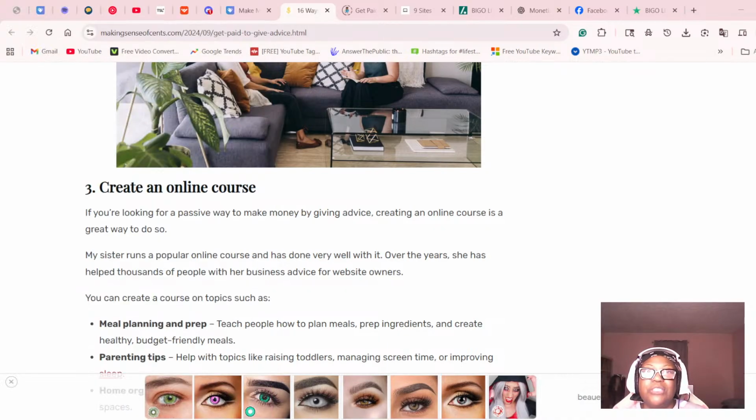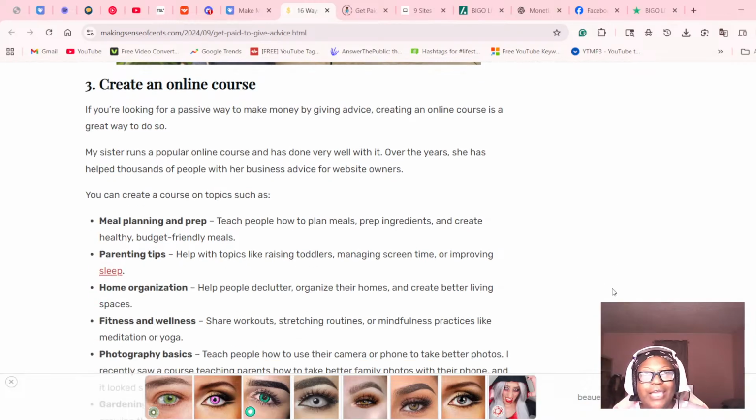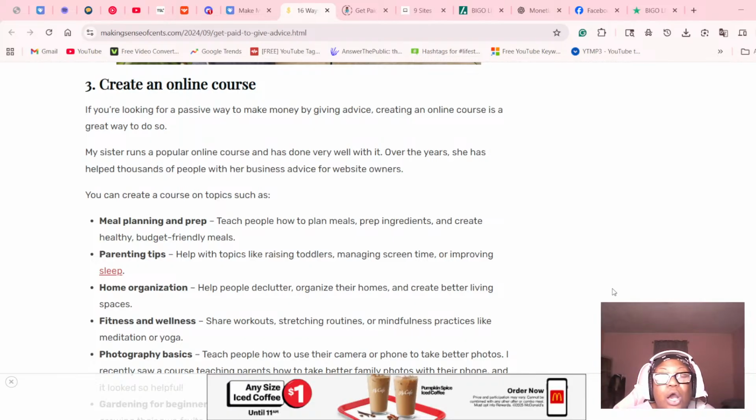There's also books about making money from home and stuff like that if you don't want to take the course. And there's no time limit. Most of the time when people put out a course, you don't have a time limit like you do in college. You work at your own pace. So if you're looking for a passive way to make money by giving advice, create an online course. And it's not hard to do. It's time consuming, but it's definitely not hard, because you're giving your advice and you're talking about your expertise and you're giving your experiences, right?